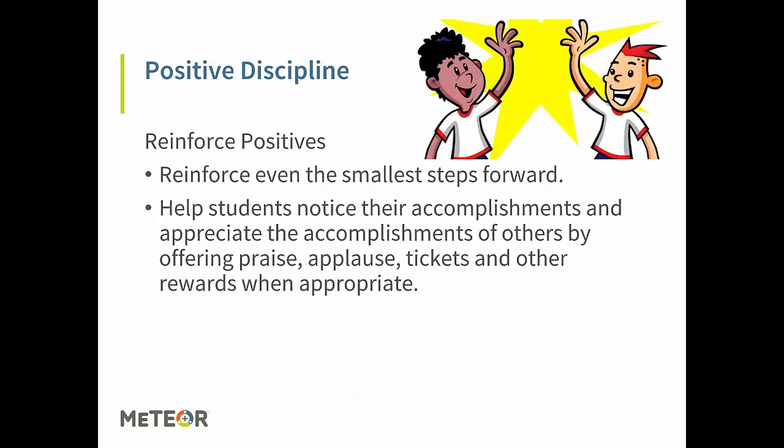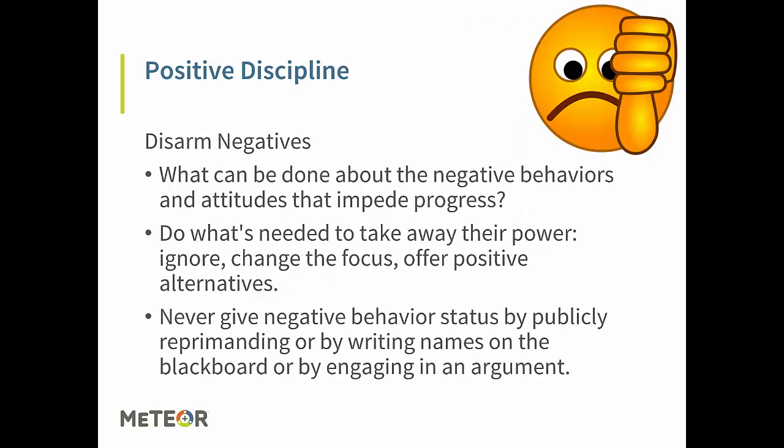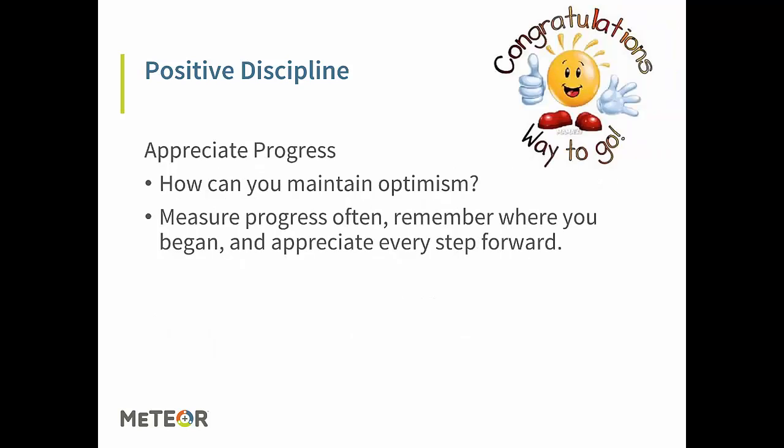And third, reinforce positives. Reinforce even the smallest steps forward. Help students notice their accomplishments and appreciate the accomplishments of others by offering praise, applause, tickets, and other rewards when appropriate. Fourth, disarm negatives. What can be done about the negative behaviors and attitudes that impede progress? Do what's needed to take away their power. Ignore, change the focus, offer positive alternatives. Never give negative behavior status by publicly reprimanding or by writing names on the blackboard or by engaging in an argument.